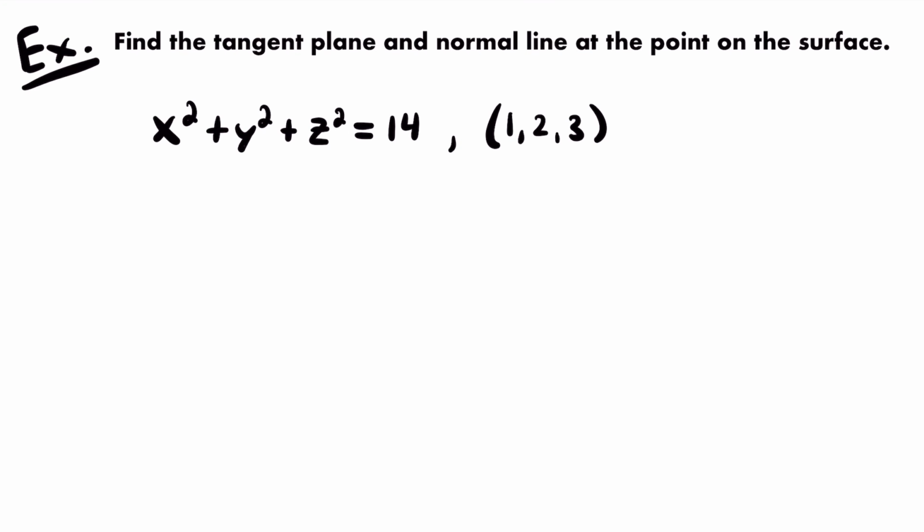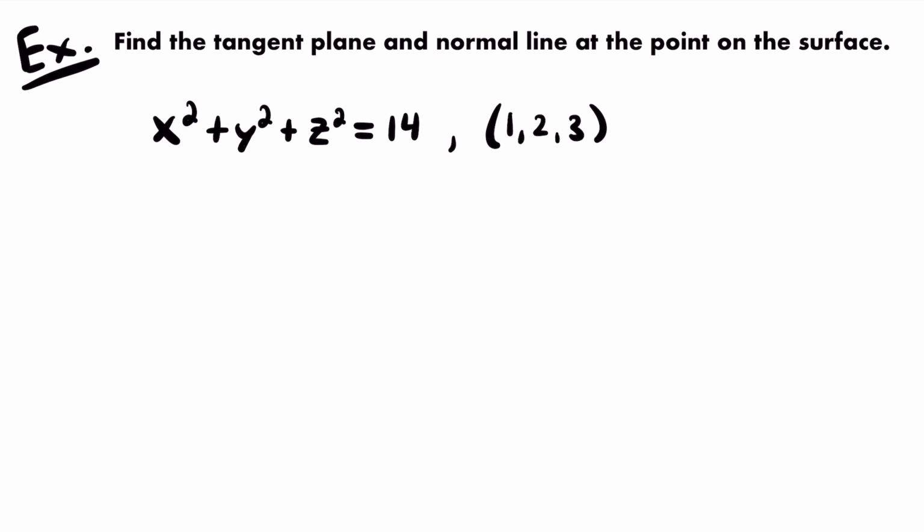For this example, we want to find the tangent plane and normal line at the point on the surface. And we've been given x squared plus y squared plus z squared equals 14 and the point (1, 2, 3). All right, so what we've been given here is a multivariable function that represents a surface in 3 dimensions. Specifically, this equation here represents a sphere, if you recognize the form of this equation.